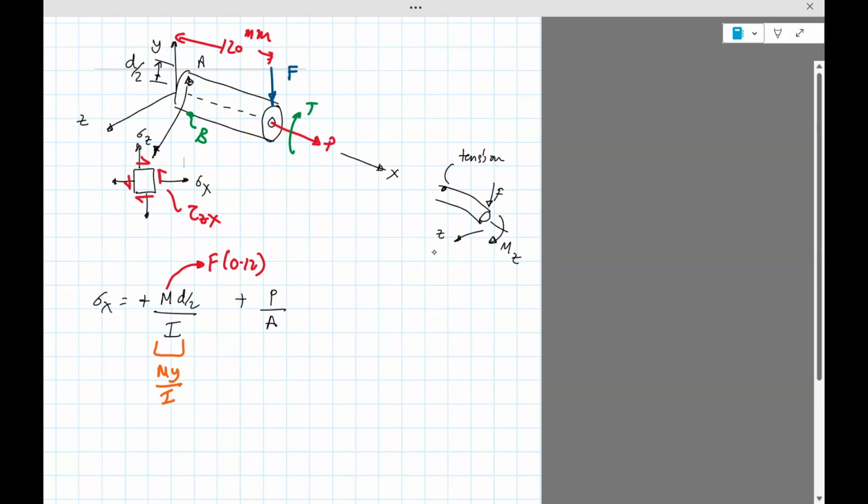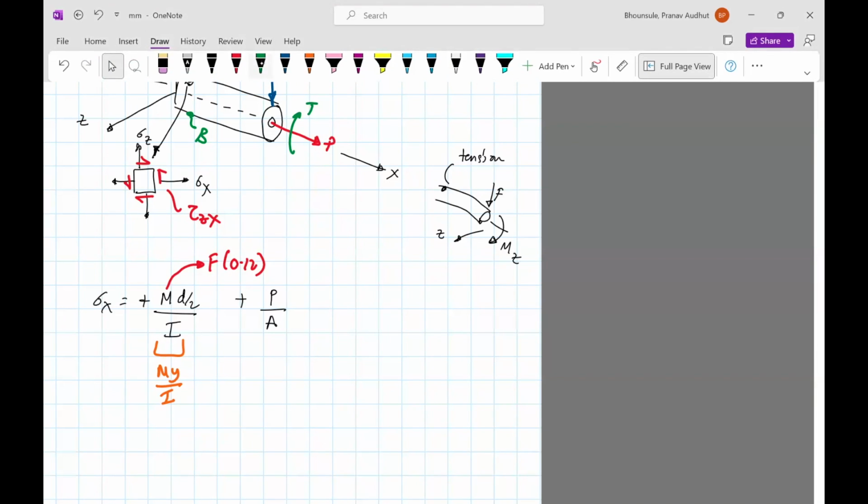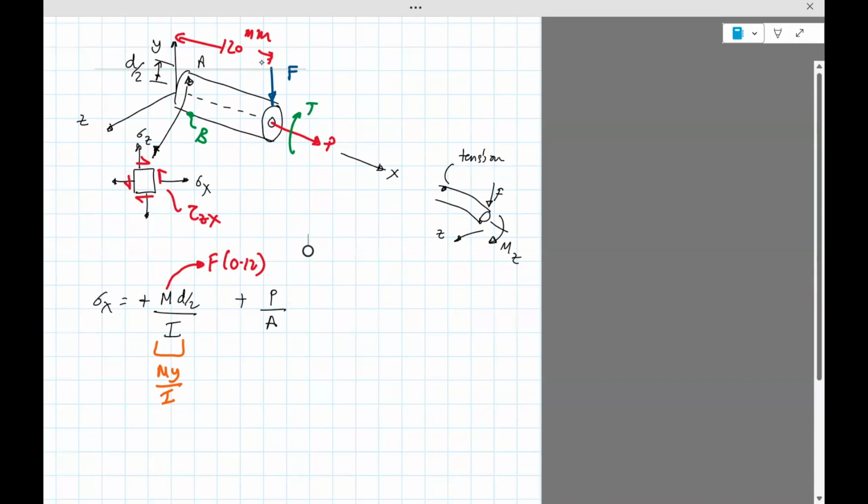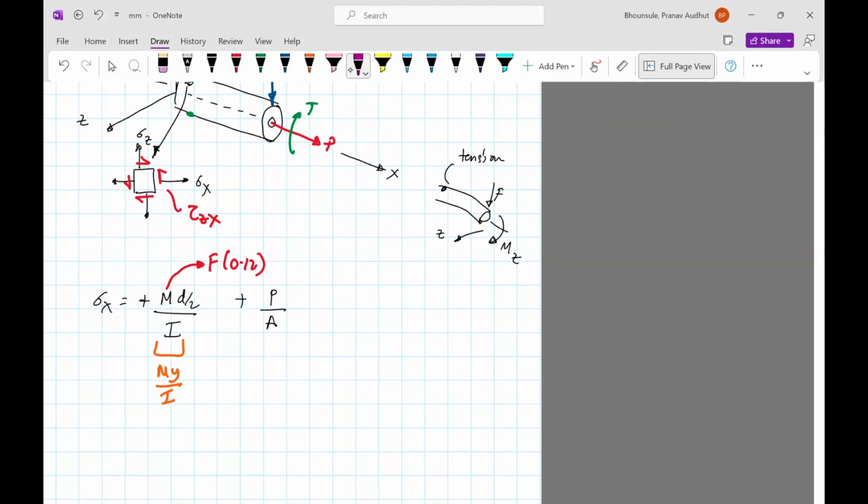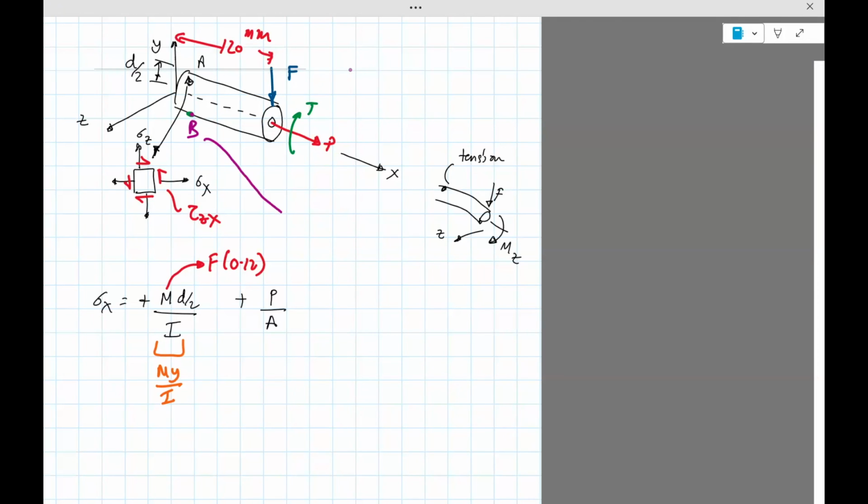Okay, so aside, this is actually one of the reasons why I chose the point. So if you have a point B, I should draw a different color. Let's say this one, it's B. What will be the sigma x at B? So there would be a moment, right? But this point here is under compression. So this will be minus Md divided by 2 by I, and then the stress P will cause a uniaxial stress.